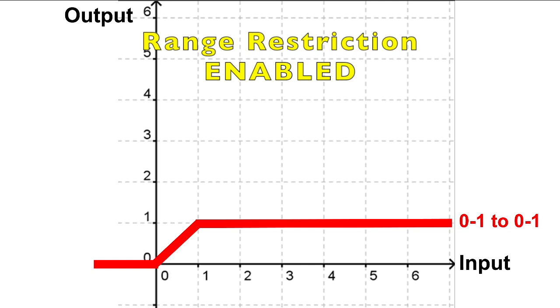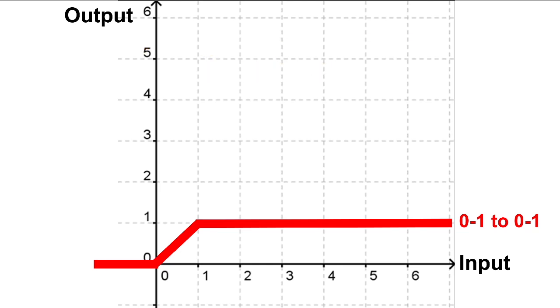However, if we enable range restriction, then the output of the map is only allowed to be in that range of the output. So if it's 0 to 1 to 0 to 1, the output can only be between 0 and 1. And if you pass in any number bigger than 1, then that gets capped to 1. And if you pass any number smaller than 0, going negative, then that also gets capped to 0. This is the last mathematical operation, called min or max.